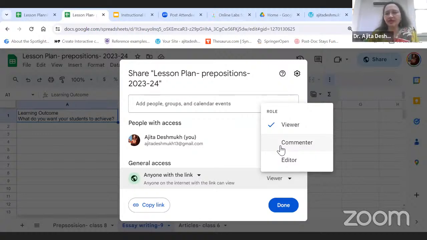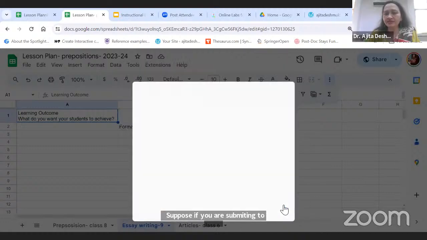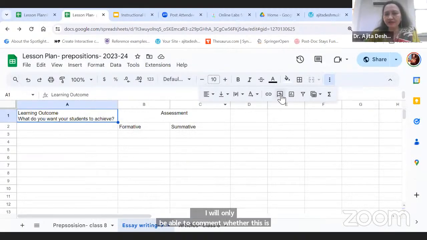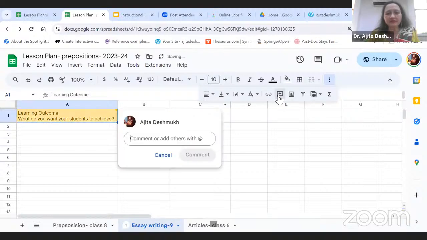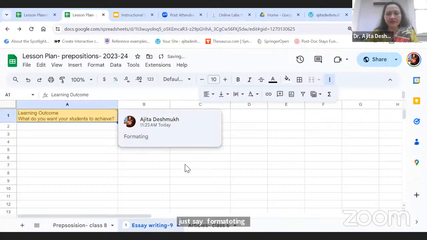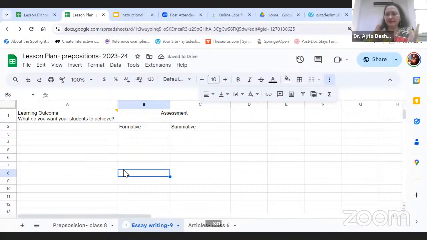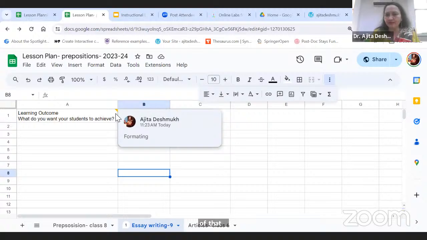So I'll just show you, because we have 2 minutes at least. Okay. If I set commenter, let us see what changes happen here. Here you see this plus sign. You press the plus sign here and you can see this. So I'll just say formatting required, because this is not center adjusted. And once you come out of that, the comment will not be visible, but what you will see is a slight arrow here. That slight arrow is nothing but an indication that you have added a comment.